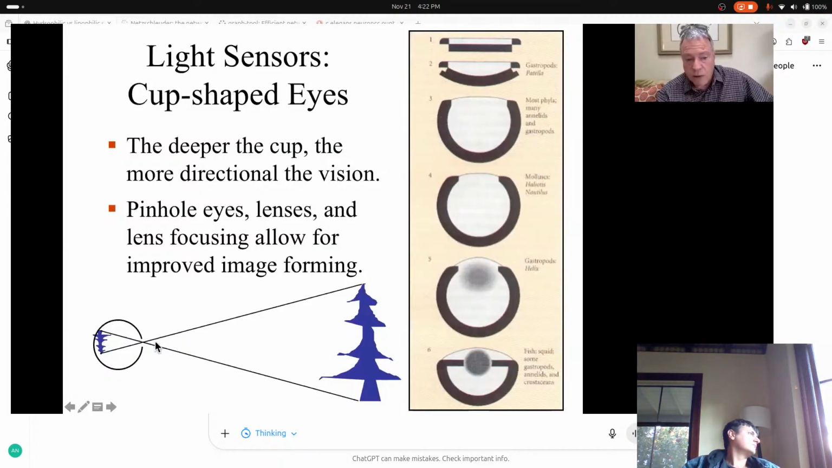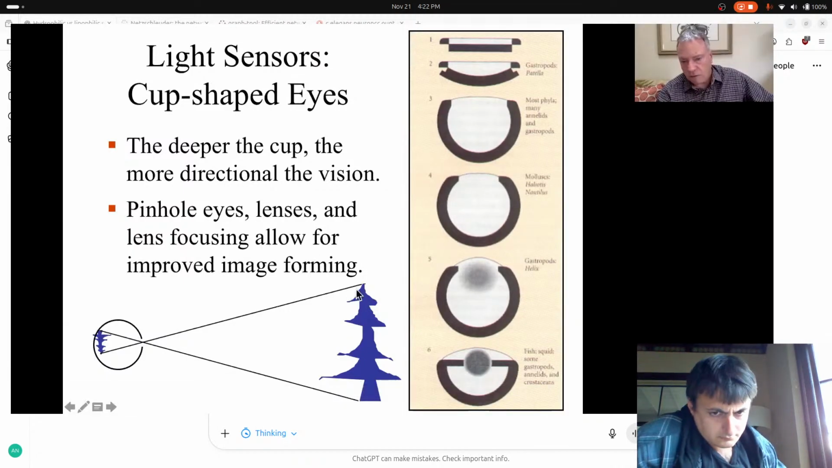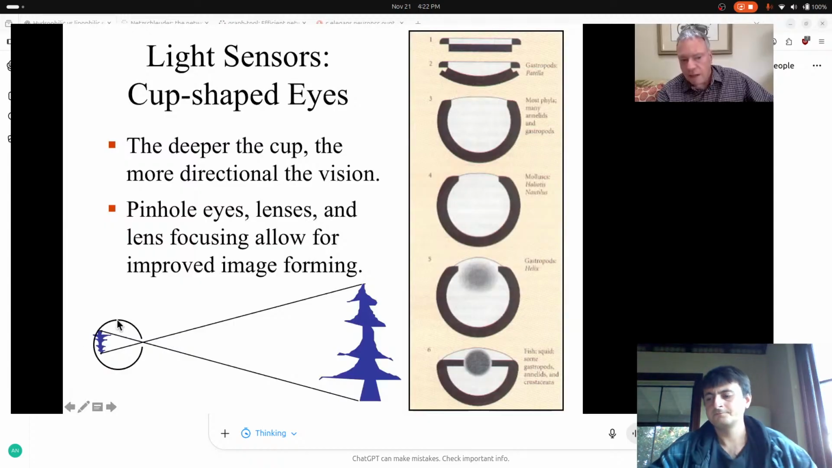And so the better you can focus where that light came from, the better you are at creating an image in your brain of the source of that light. By source of light, right, doesn't mean it's glowing, it's reflecting light. And so you're able to see it because the light reflecting off of this object is impinging on photoreceptors at very specific places inside the eye. Okay, so the smaller that opening, or the better the lens is for focusing that light, the better you are at forming an image.